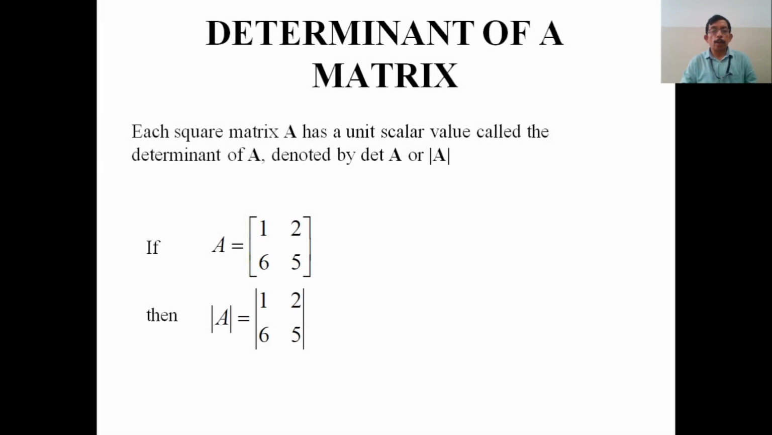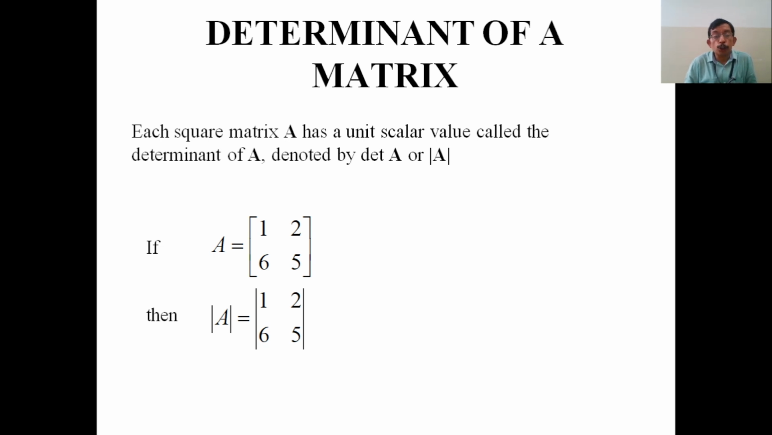Now the determinant of the matrix. Determinant is a value. Each square matrix has a unique value called the determinant of A. It is denoted by det A. Suppose the matrix is of 2 by 2 order and we find its determinant. Then the value of the determinant is the difference of the multiplication of the diagonal elements.